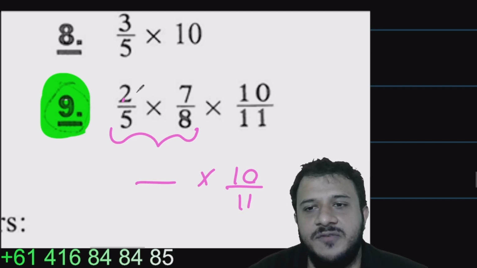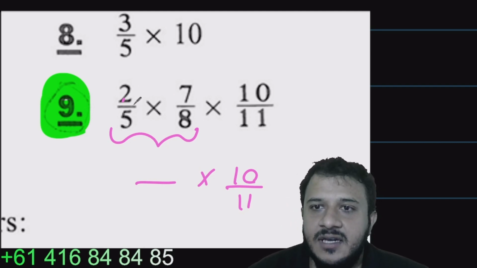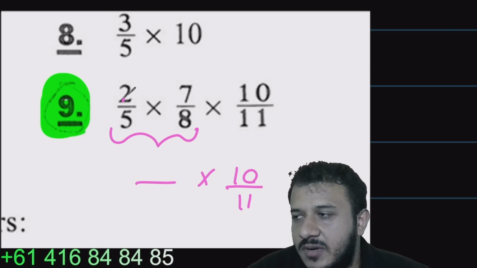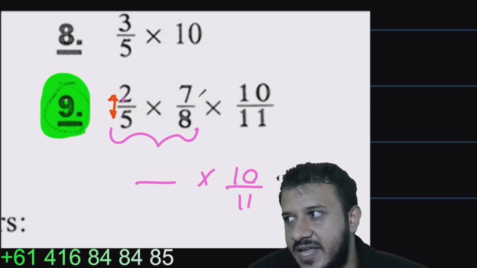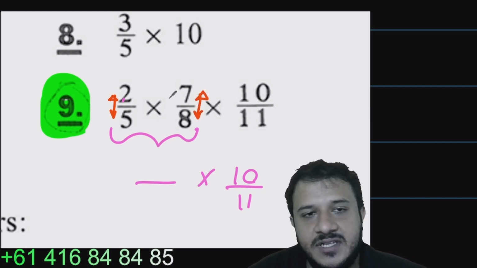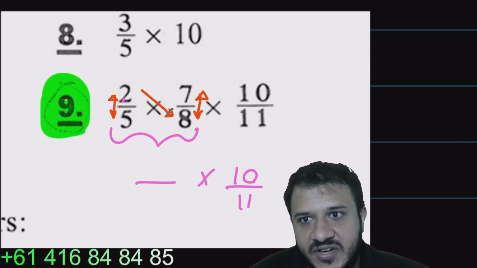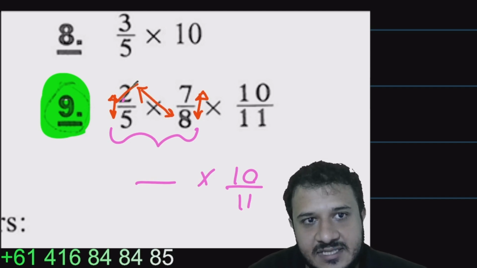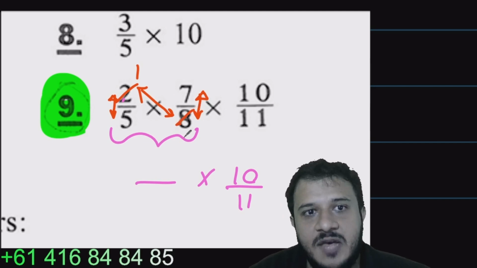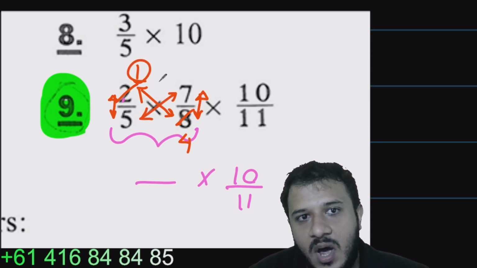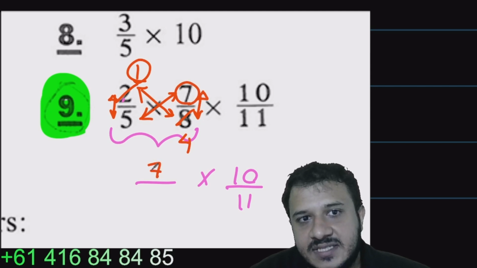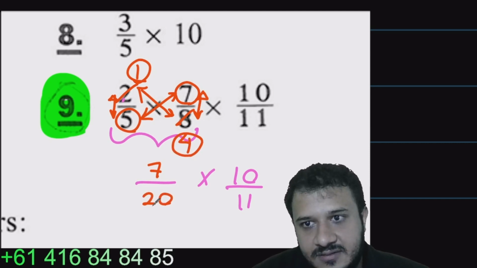Once you simplify, you multiply the numerators and the denominators. Okay. Now let's have a look here. Can I simplify 2 and 5? No. Can I simplify this 10 and 7? No. Can I simplify this 2 and 8? Yes. 2 times 1, 2 times 4. Can I simplify this 5 and 7? No. So then 1 times 7, that is a 7. 5 times 4, that is a 20.